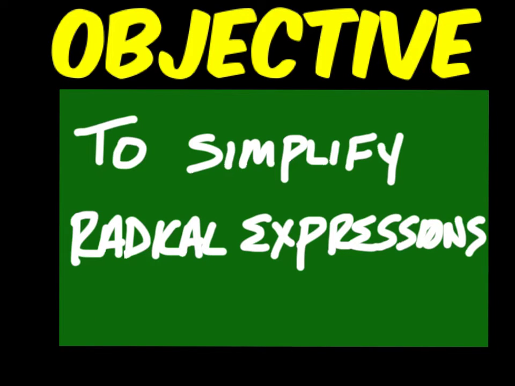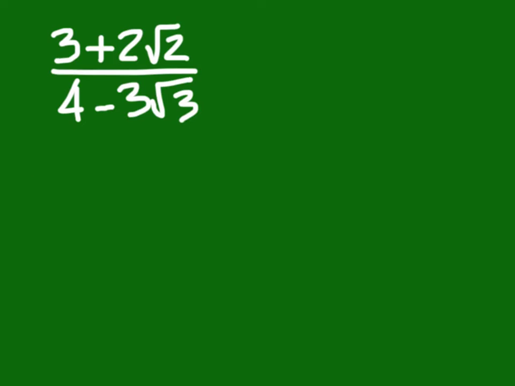To simplify radical expressions, example 1. In this problem, the radical terms are already simplified, so all you can do now is to multiply the top and the bottom by the following.